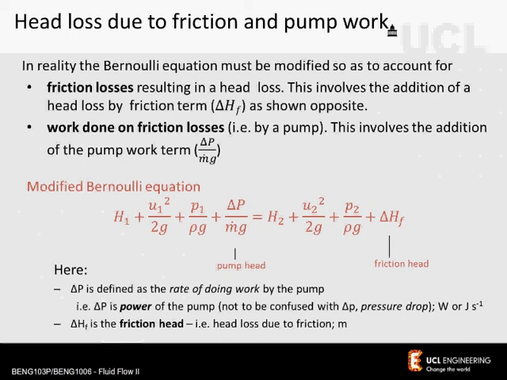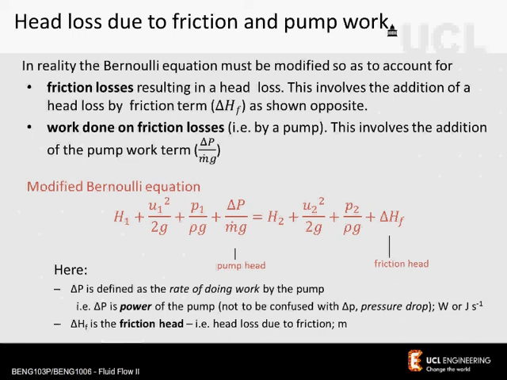So the first of these is the friction losses resulting in head loss, and this involves the addition of a head loss by friction term, delta HF, as shown below. The second term is the work done on the system, i.e. by a pump. So we're adding energy to a system using a pump or turbine. And this involves the addition of the pump work term, delta capital P, over m dot g.